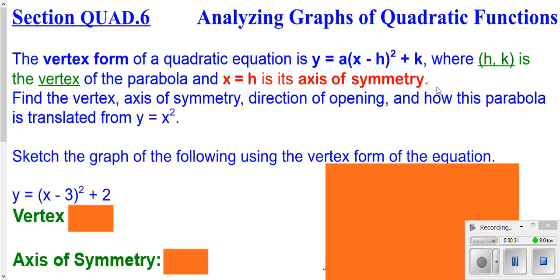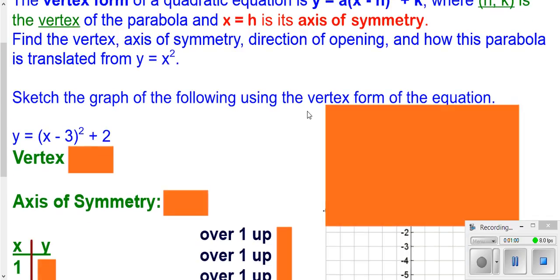Now, remember, your axis of symmetry goes through the vertex, and it's x equals the x-coordinate of your vertex. Well, here our x-coordinate of our vertex is h, so our axis of symmetry is x equals whatever the value of h is. Now, on the following parabolas, we want to figure out how we are translated compared to our basic y equals x squared graph. We want to find our vertex, axis of symmetry, and direction of opening.